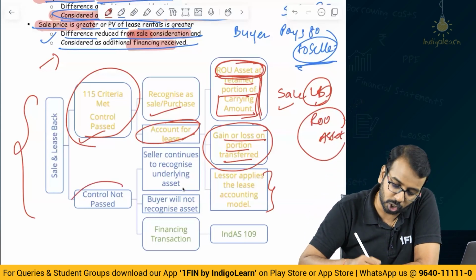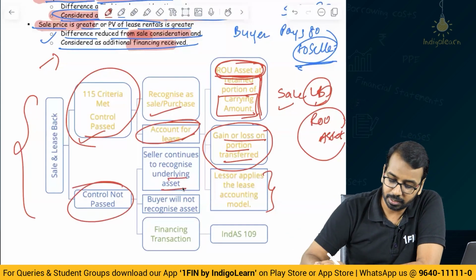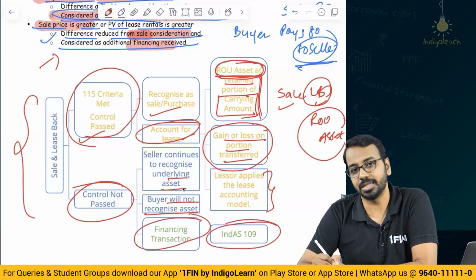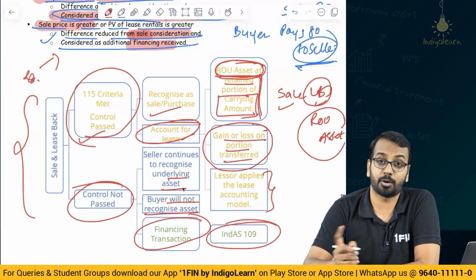and if the control is not passed, then you will continue to recognize the asset because you have not passed the control. Buyer cannot recognize the asset and it will be treated as a financing transaction under IndAS 109. Okay. Do practice the question based on sale and leaseback from my material.